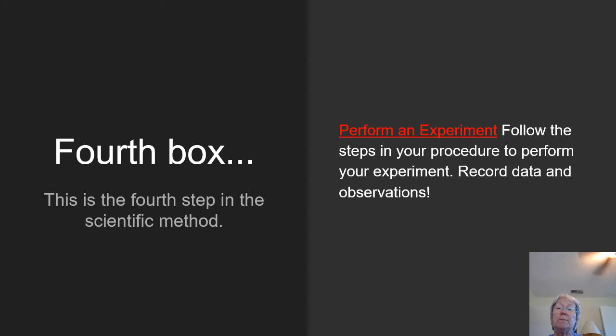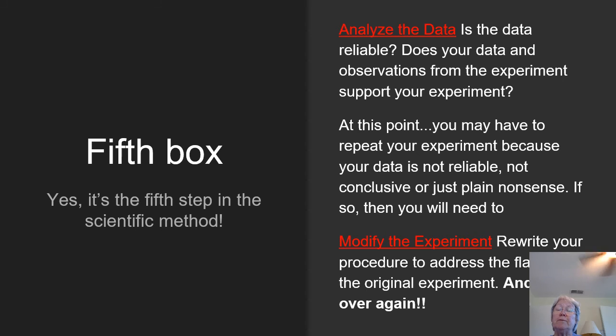All right, the next box has two different things within it. The first one says, is the data reliable? Does your data and your observations from the experiment support your hypothesis? But in that long line you should write analyze the data. So you write analyze the data across that line, and then notice what it says here.